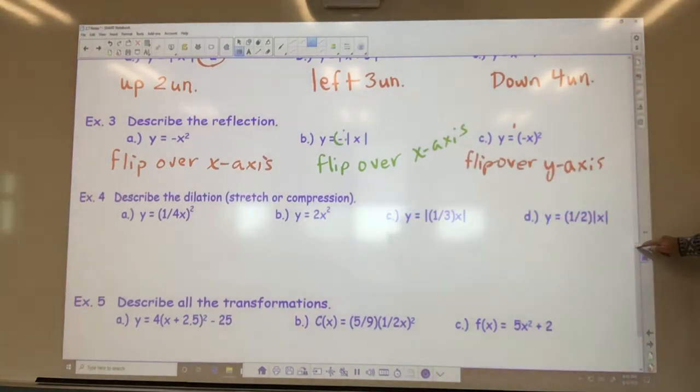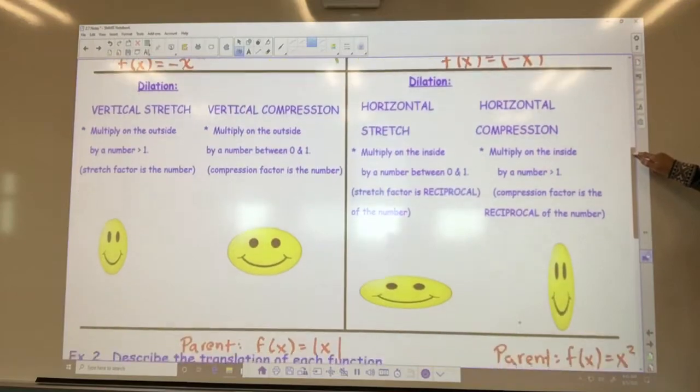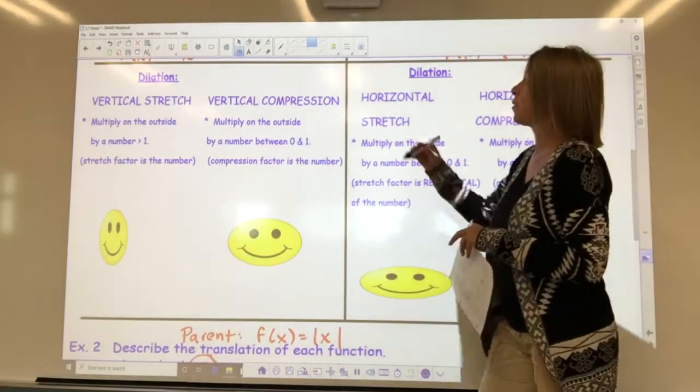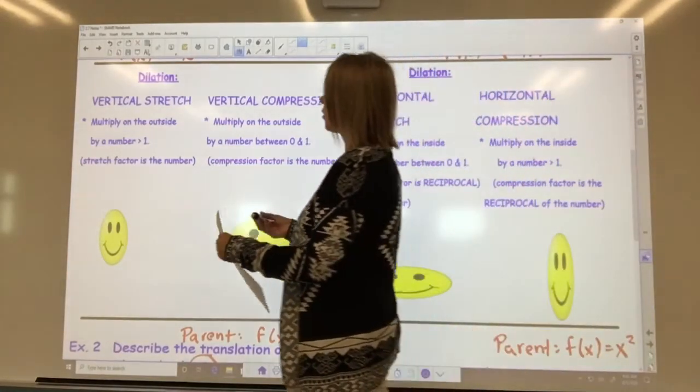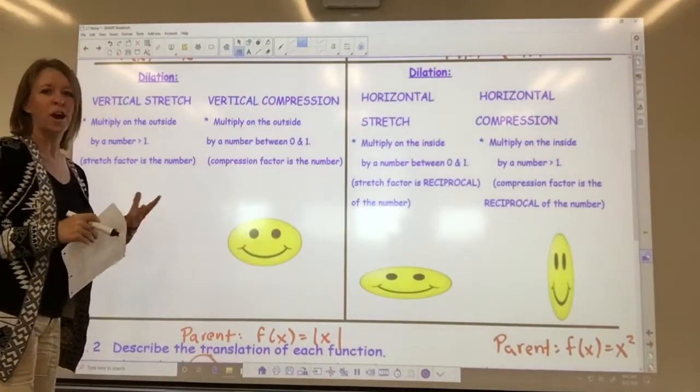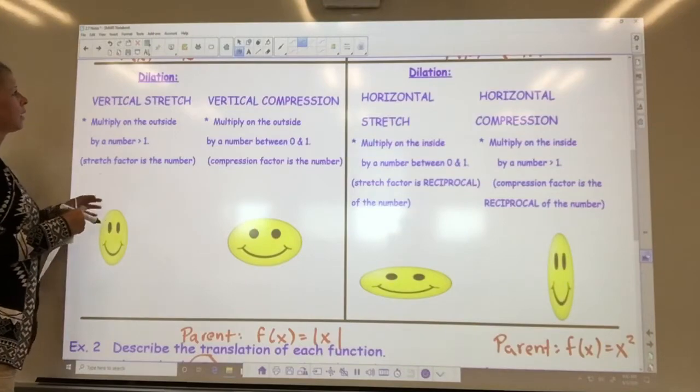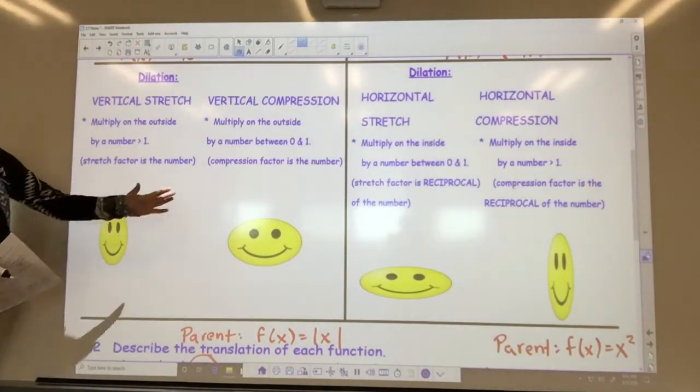Okay. All right, so let's look at the last type of transformation. This is definitely the most difficult. These are called dilations, but they're also referred to as your stretches and your shrinks. Okay? So I use little smiley faces down here.